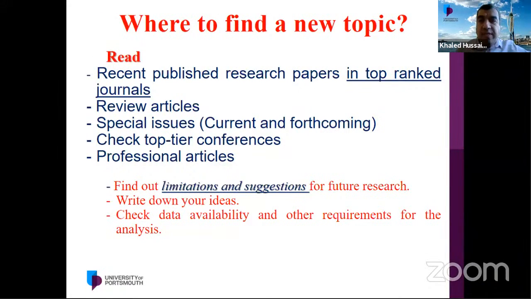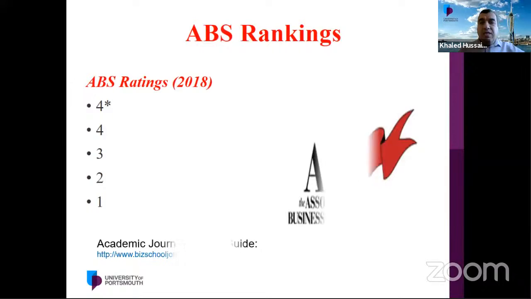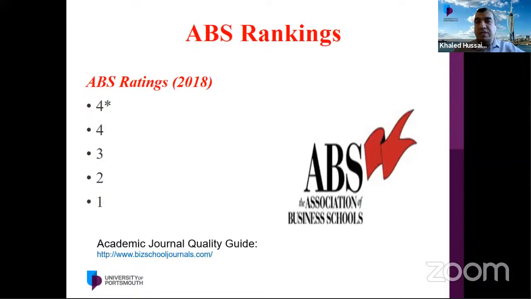So someone might ask me, how can we know the top ranked journals in the field? And this, of course, is a fair question. The top ranked journals are based on international rankings. For example, the ABS ranking is a British one. It's the Association of Business Schools, which ranks academic journals 4 stars, 3 stars, 2, 1.